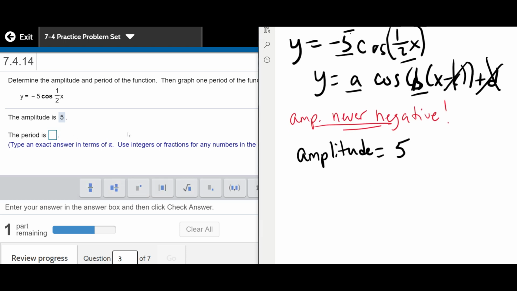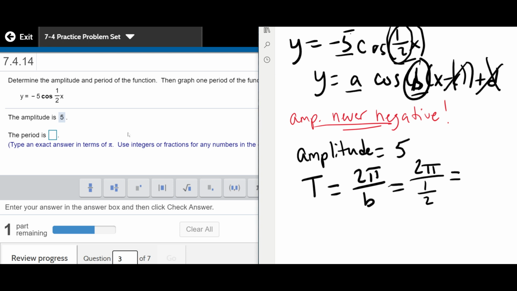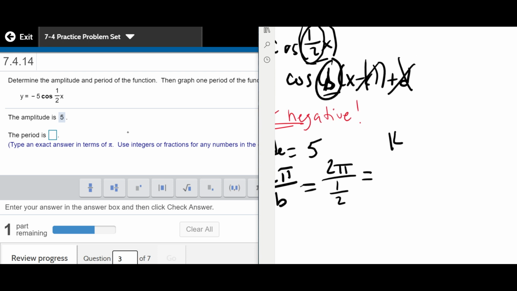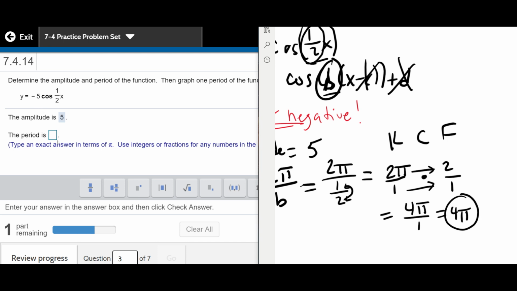Remember that the formula for the period is 2 pi over b. Now b is going to be 1/2. So we have 2 pi divided by 1/2. So how do we divide these two numbers together? Remember, use KCF. Keep, change, flip. So you're going to keep the 2 pi. You're going to change this division sign into a multiplication. And then you're going to flip the second fraction, and that's going to make it 2 over 1. There's an invisible 1 underneath the 2 pi, and then you can multiply straight across. So 2 pi times 2 is 4 pi, and then 1 times 1 is 1. So this is just going to be 4 pi. So that's my period, 4 pi. Then you can enter.